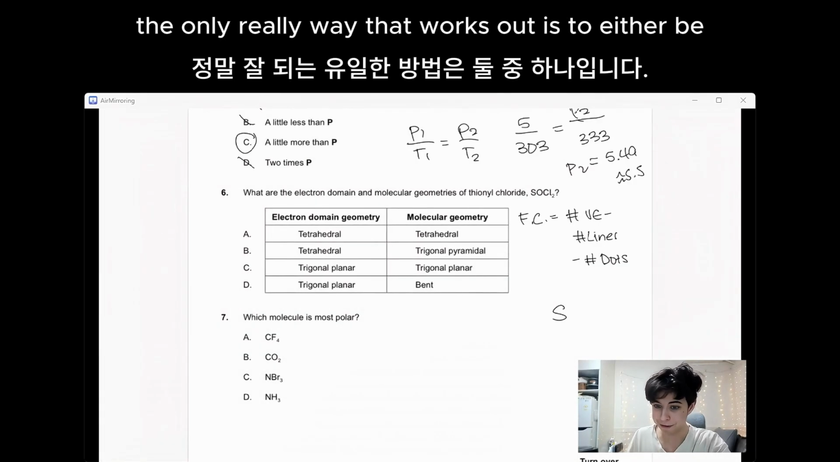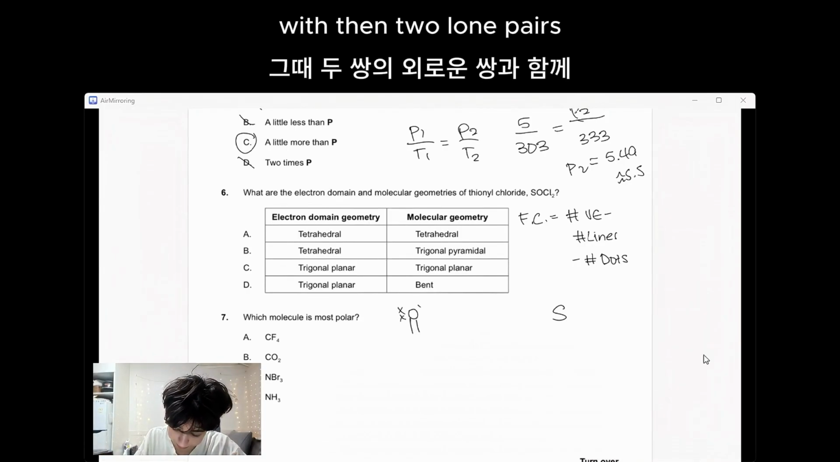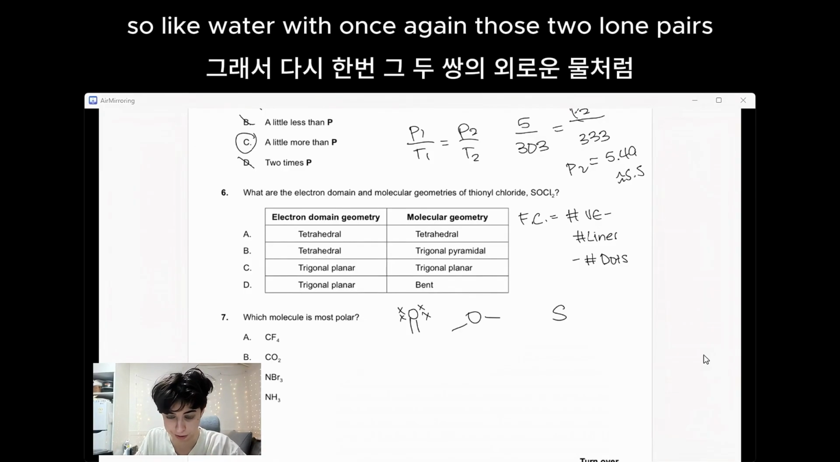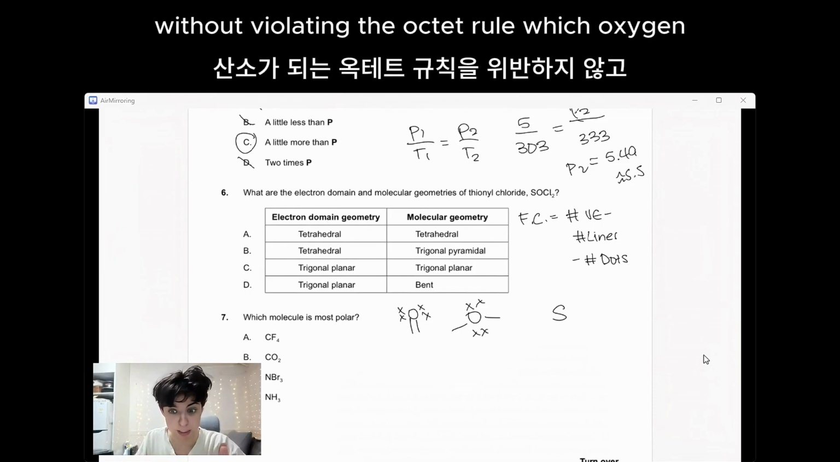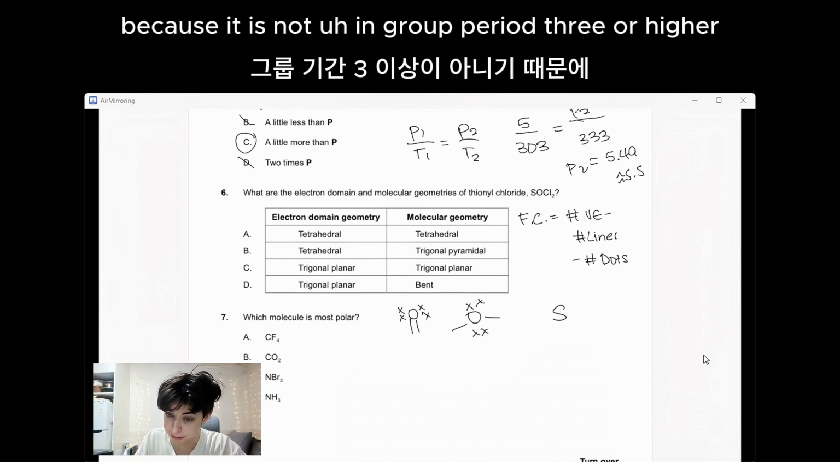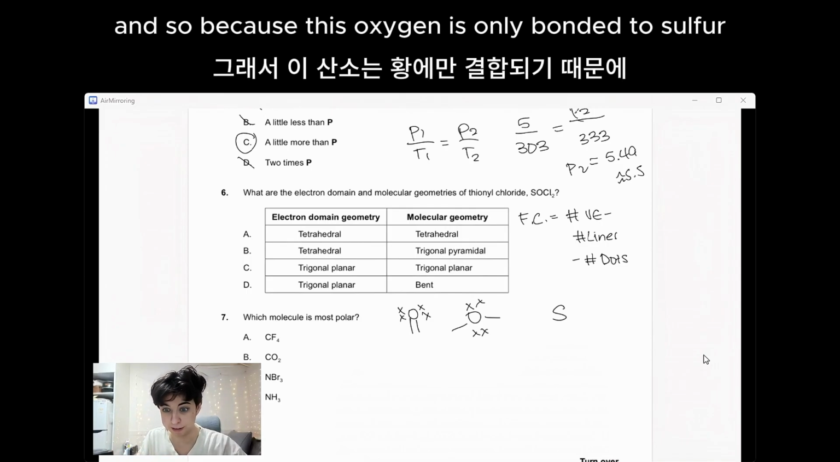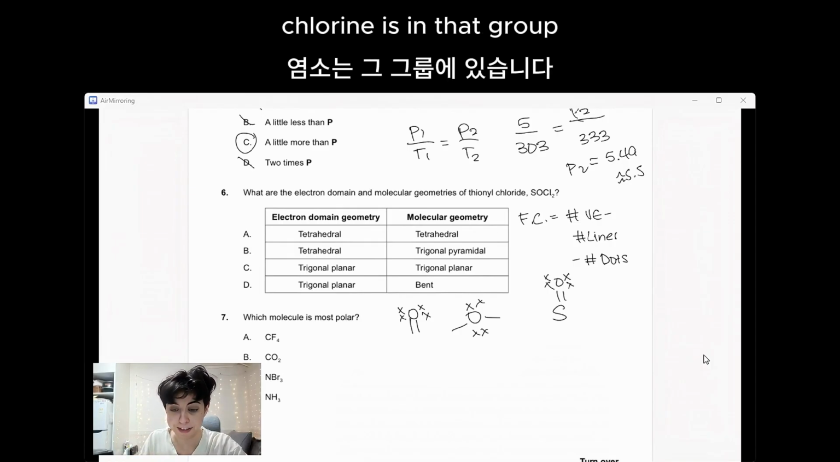And so mathematically, the only way that works out is that it's either going to be double bonded to something with 2 lone pairs, or it's going to be 2 single bonds to 2 things, like water, with once again those 2 lone pairs. Those are really the only ways that you're going to get 6 without violating the octet rule. Oxygen, because it is not in period 3 or higher, does not have the ability to expand its octet. And so because this oxygen is only bonded to sulfur, it has to be double bonded there, with 2 lone pairs.